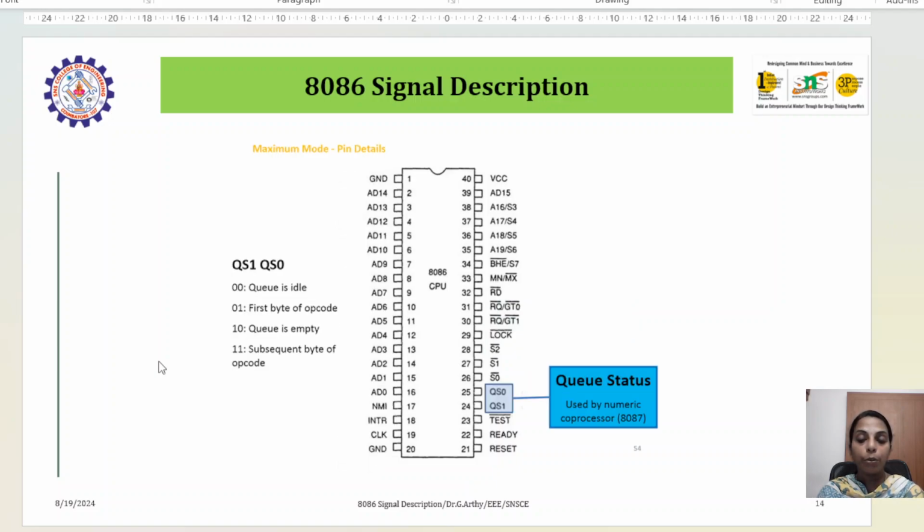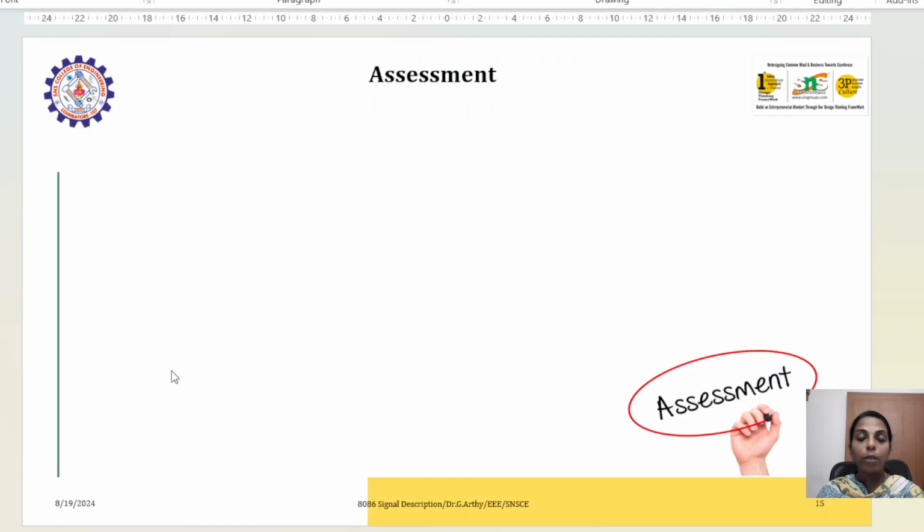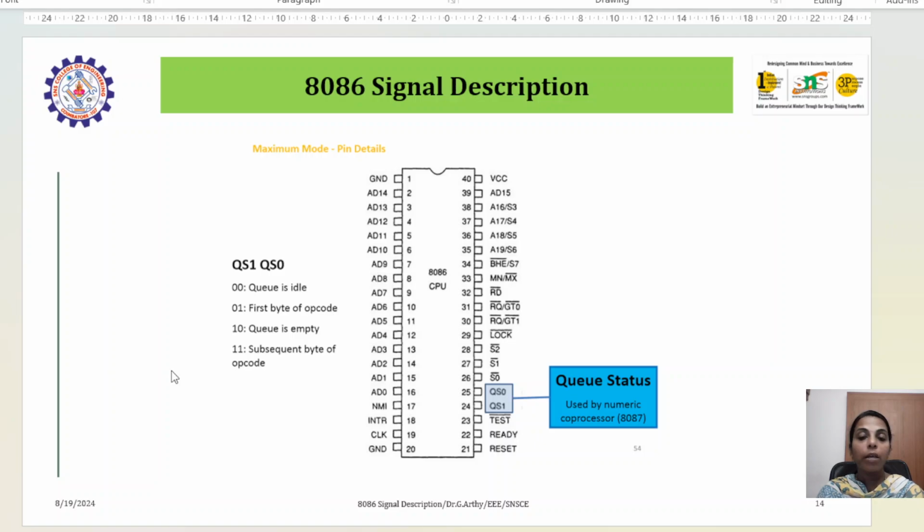Then we have Q. Q status is also mentioned here. What is the position of Q? Is it idle, or is it using bits, or is it empty? All these statuses are also mentioned here by bit number 24 and 20, bit number 25 and 24.